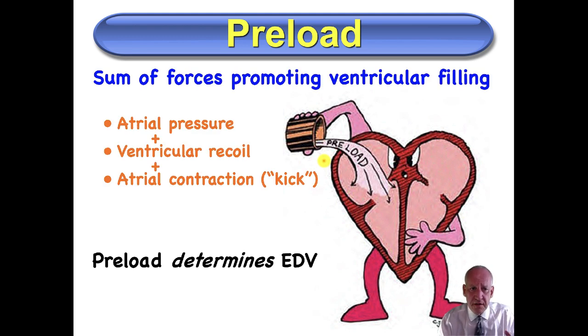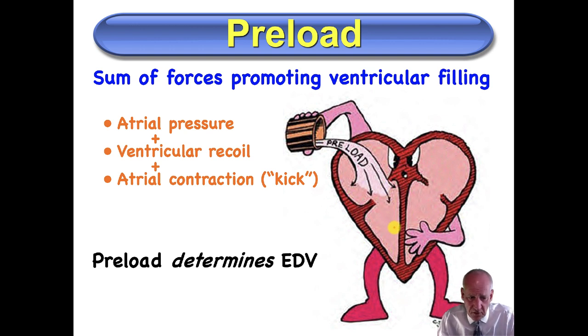Recall that preload is the sum of the three forces that promote ventricular filling. And this is atrial pressure, in other words, the pressure of venous return at the level of the atrium that on opening of the AV valves allows the ventricle to fill. The second force is ventricular recoil. As the ventricle relaxes and expands, a suction develops that pulls the blood in from the atrium. And finally, after most of the ventricle is filled passively, at the end of diastole, the atria will contract and provide an extra boost to ventricular filling.